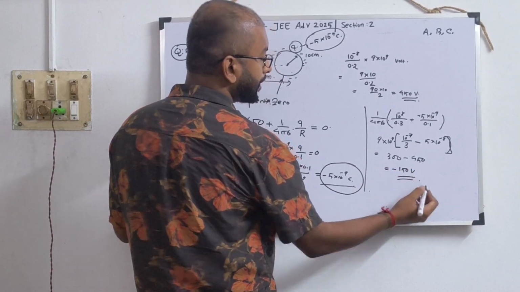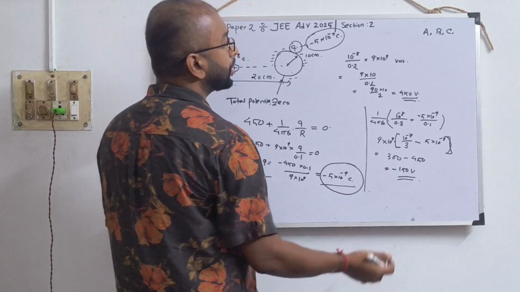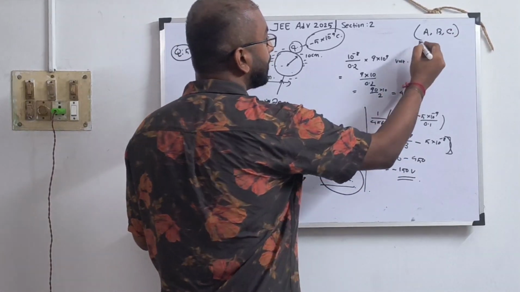But the option given, that is 300 volt. So option D is not correct. So correct options are options A, B and C.